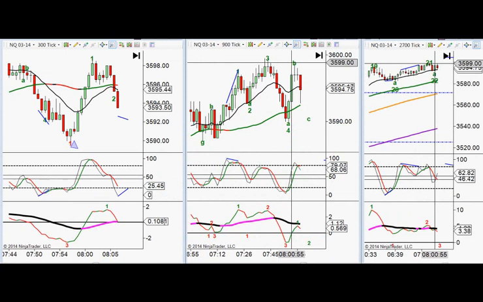So now what we're going to do is add the long-term chart here. As I said, 2700 tick chart. You see it over there on the right now. And we're going to use that as our confirmation chart. And what does that mean? Well, that's just like when we do scalp trading.